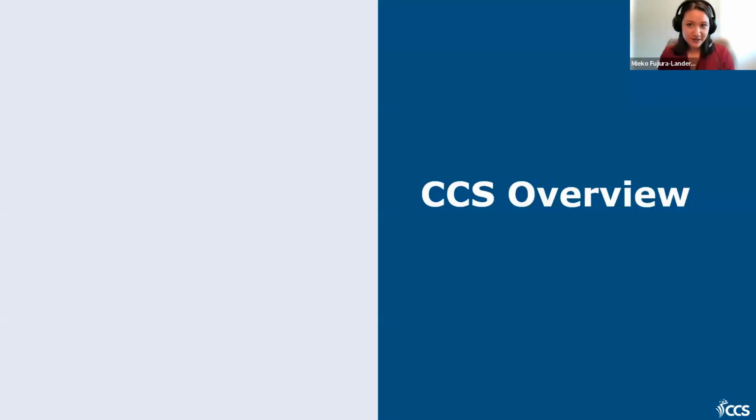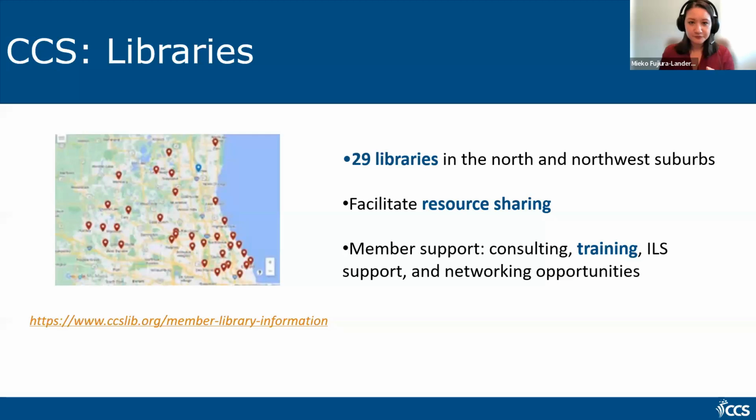So let's get started with that overview of CCS. When you hear CCS, that can refer to both our shared network of libraries and to the CCS office staff. When we use CCS to reference that network of libraries, we're talking about our group of 29 public libraries in the north and northwest suburbs. You see all of our libraries pinned on the map.